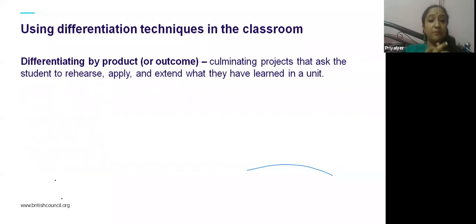So, differentiating by product. This is the third in the series of differentiation. When you come to this, like I told you at the beginning, it's a culmination of what the students have learned. It could be an application, it could be rehearsal or practice, or it could be an extension of what they've already learned.